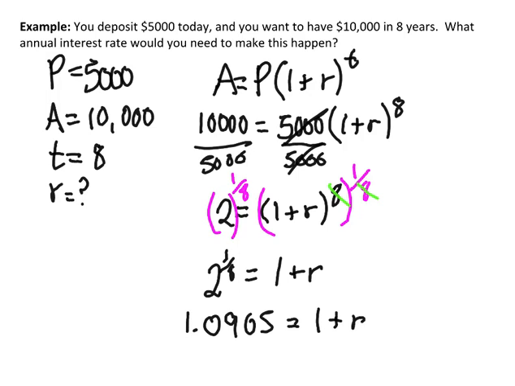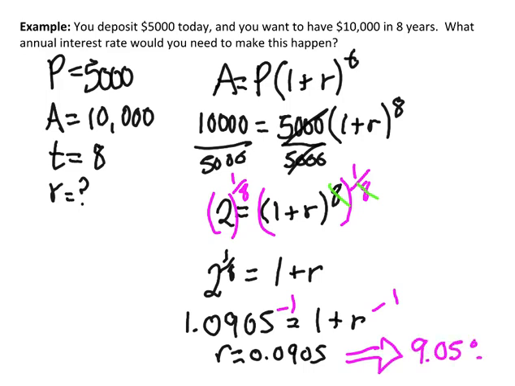My last move is just minus 1 from both sides, to get the r on its own. And we get r is equal to 0.0905. Now that's the interest rate as a decimal. To make it a percentage, all you have to do is multiply by 100. So that's going to be 9.05% as the annual interest rate there.